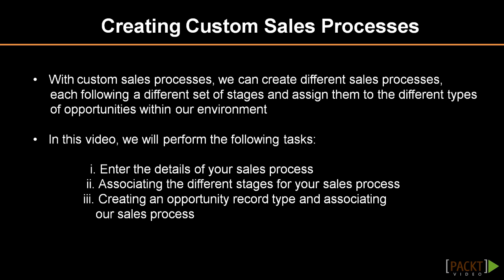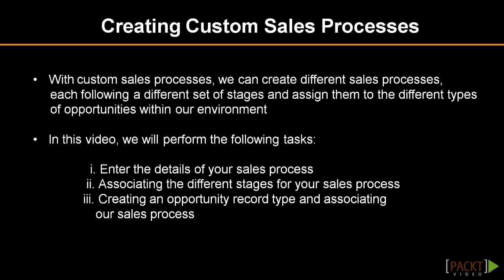Knowing how different these kinds of products are in terms of the required volume and the type of distribution, setting up the appropriate sales process for these products is very important. So first off, we'll be creating our sales process details, then assign the appropriate stages to the sales process, and then create a record type and assign our sales process to that record type.